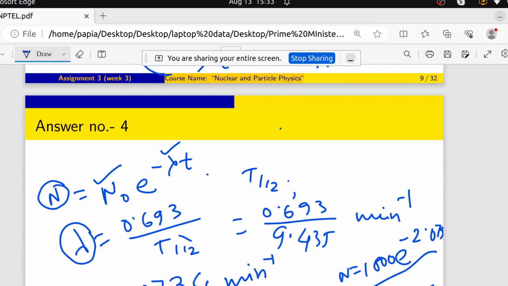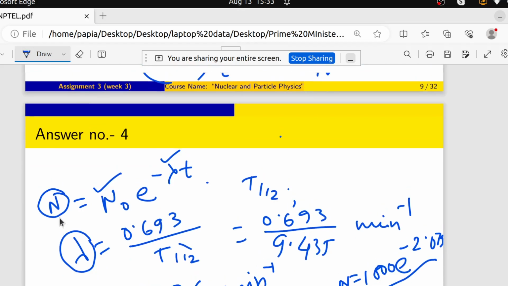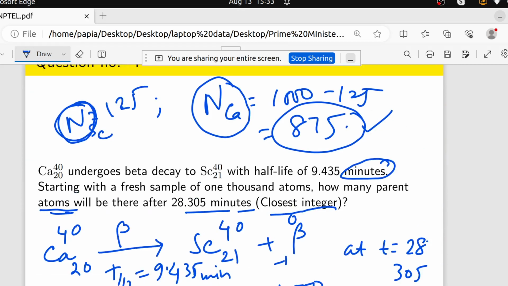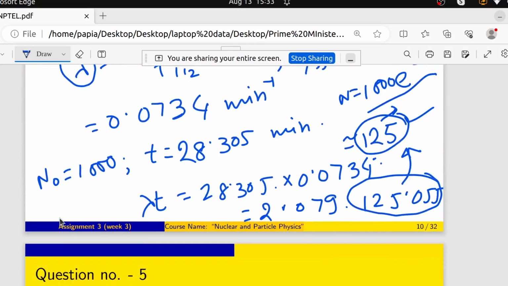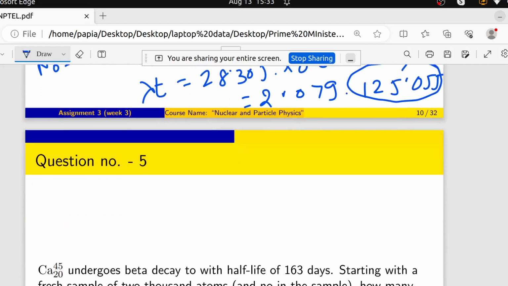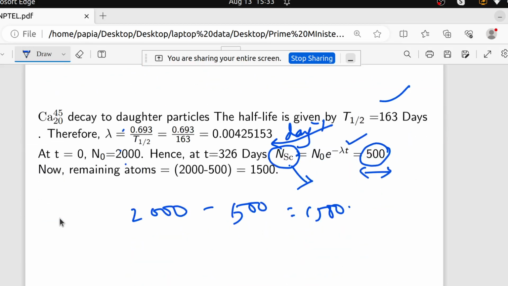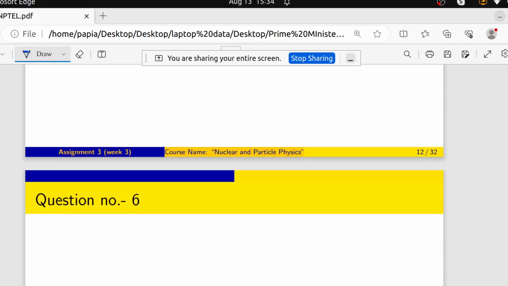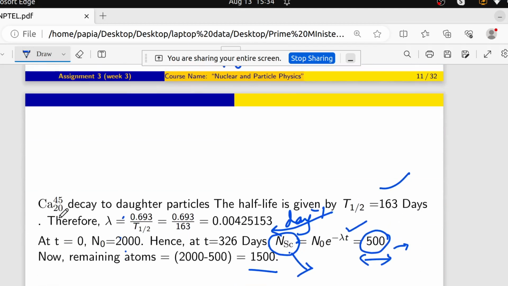If the question was how many daughter atoms there will be after 28.305 minutes, then it will be 125. But as it is asking how many atoms there will be, atoms means the parent atom. If they are asking for daughter atoms, then the daughter atom will be 500 and the parent atom is 1500. Okay, so that was the fifth question.